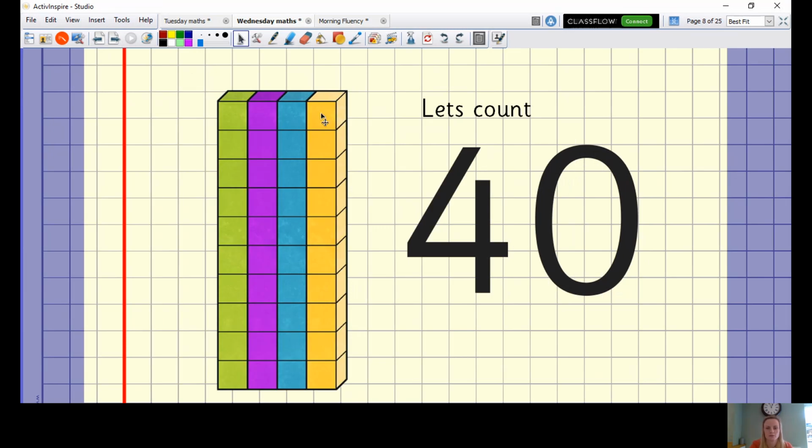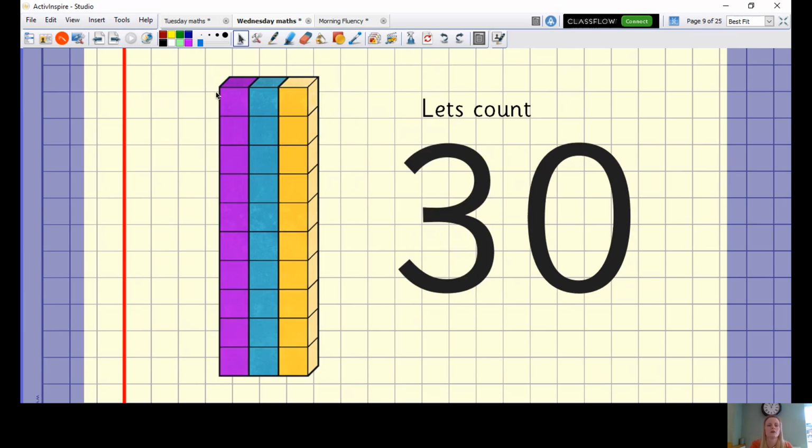Let's count backwards this time. So we'll start on 40. We know we've got 40 because it says 40, 30, 20, 10, 0. Okay, let's go back to going forward. So let's go 0, 10, 20, 30.